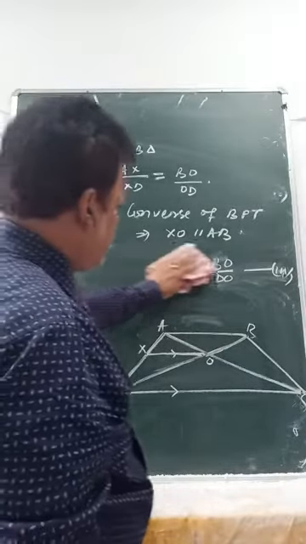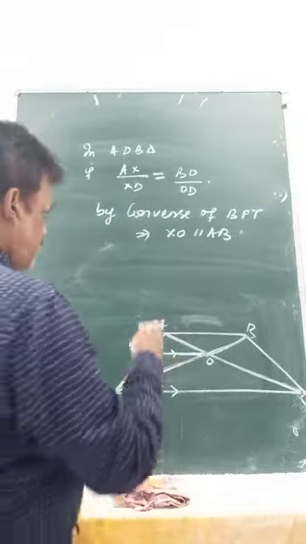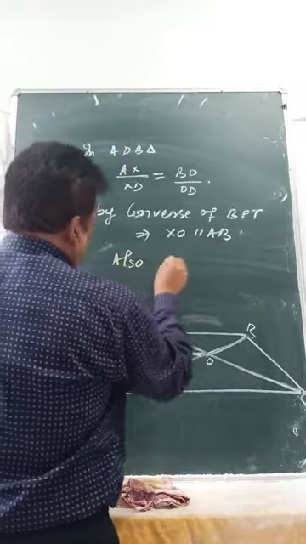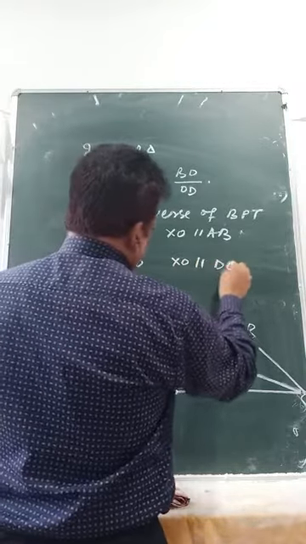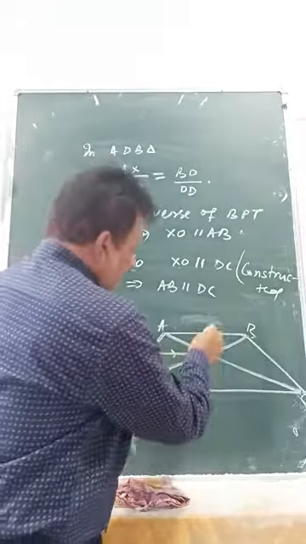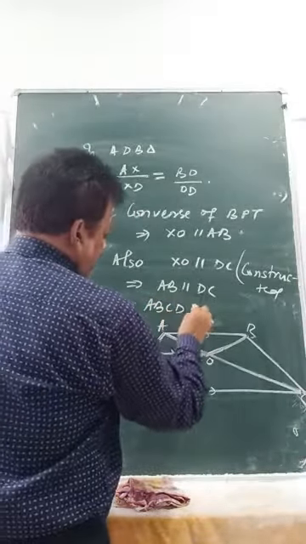Okay, now listen. You got XO parallel to AB. Also, we have XO parallel to DC. This is the construction, we have done the construction. XO parallel to AB and XO parallel to DC implies AB is parallel to DC. If AB is parallel to DC, it implies ABCD is a trapezium.